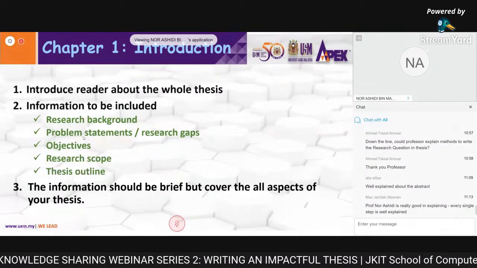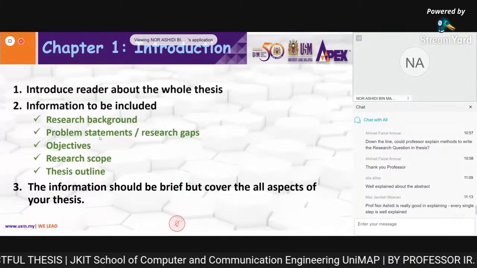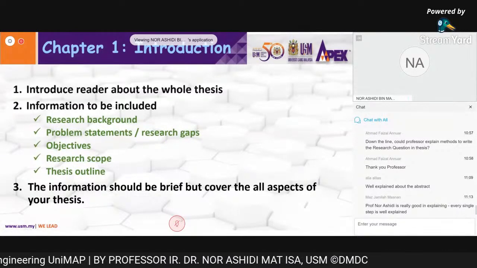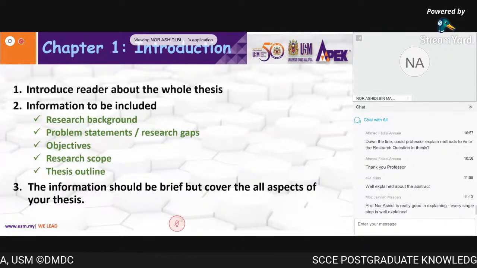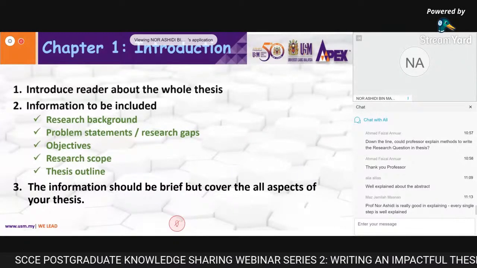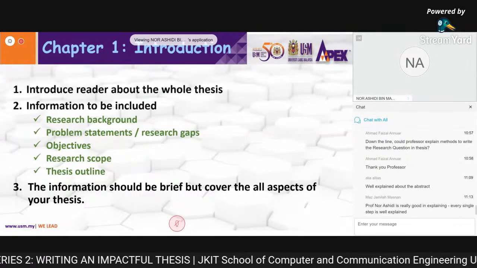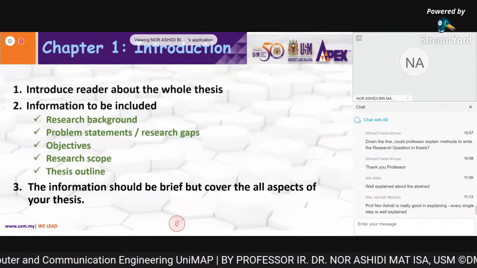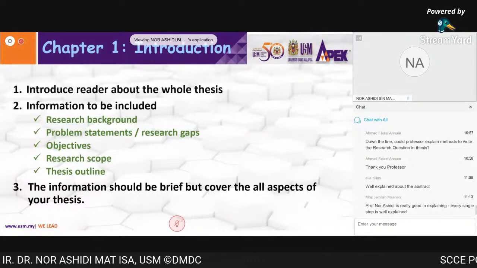So for me, as a supervisor, let's say you have 3 research gaps, I only want my student to have 3 paragraphs in that section. 1 paragraph talks about 1 problem statement. Okay. So I want you to make sure that every single problem statement is thoroughly discussed in a specific paragraph. If you have 2 problem statements, 2 paragraphs is enough.